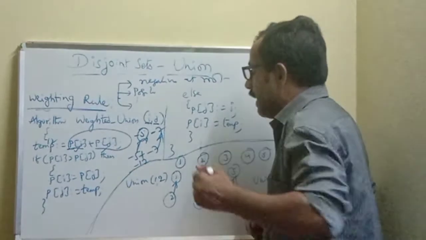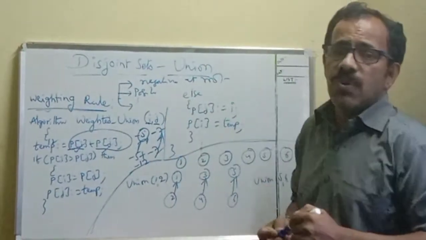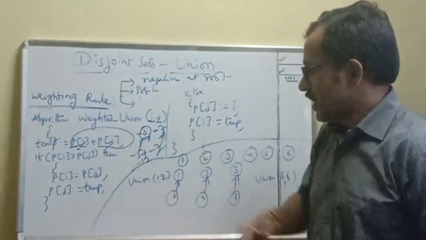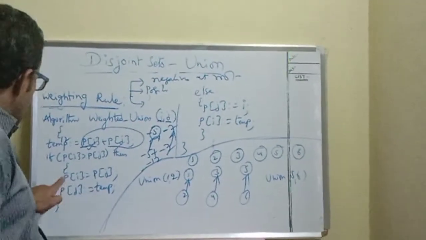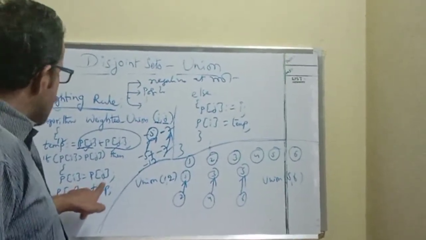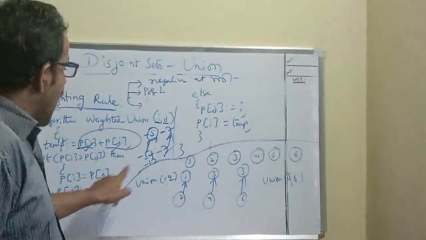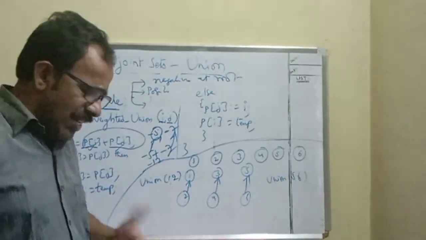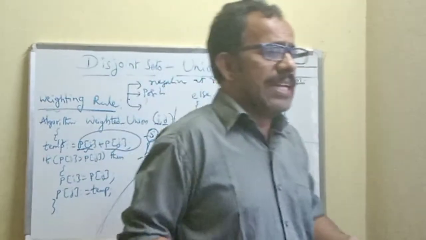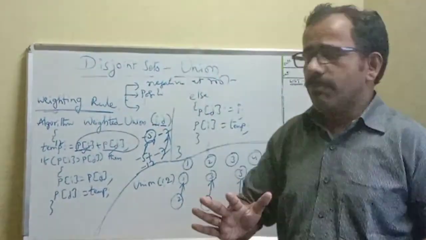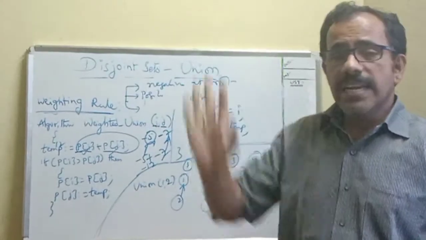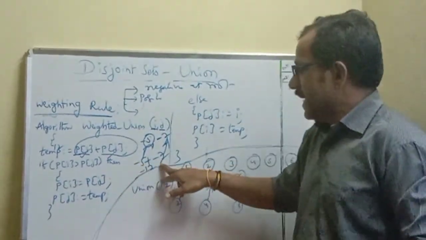But according to number of nodes, the second tree has more number of nodes. Now check this. If P of I is greater than P of J, what is the parent of I? Parent of I is P of J, because J has more number of nodes. Of course, with the negative symbol, in negatives, the lesser number is greater than the higher negative number. So that's why minus 5 is greater than minus 7.